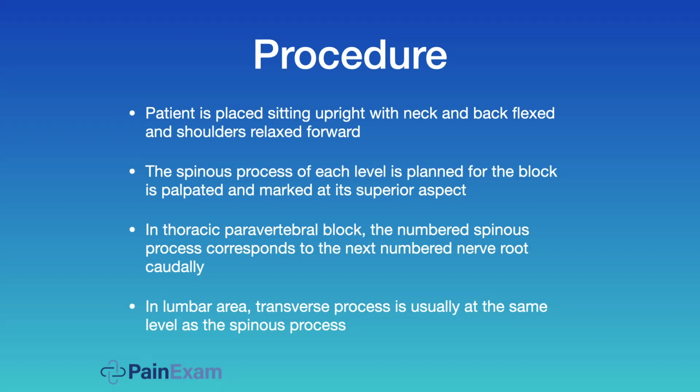So in the thoracic spine, the spinous processes correspond to the next numbered nerve root because they're angled downwards, whereas in the lumbar, they're at the same level as the exiting nerve root.